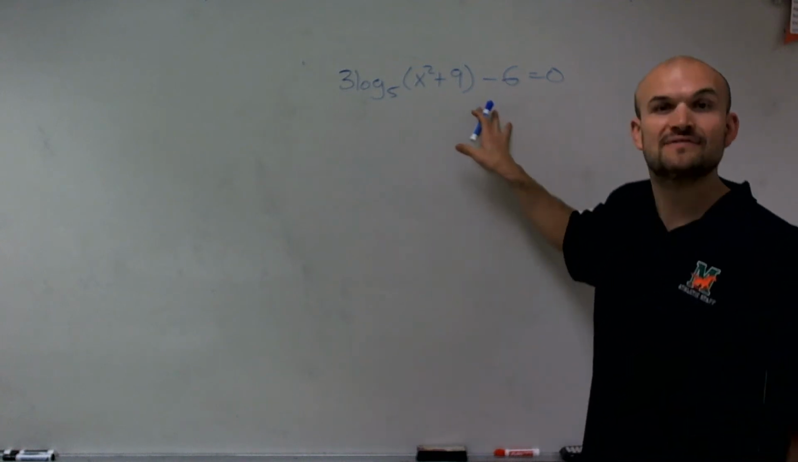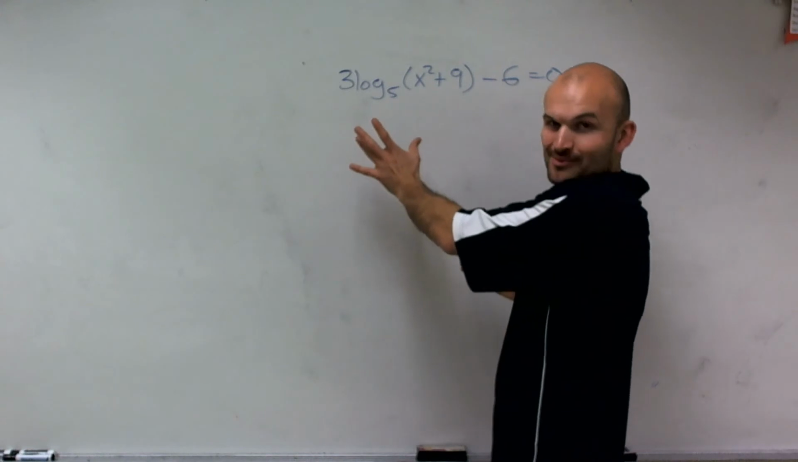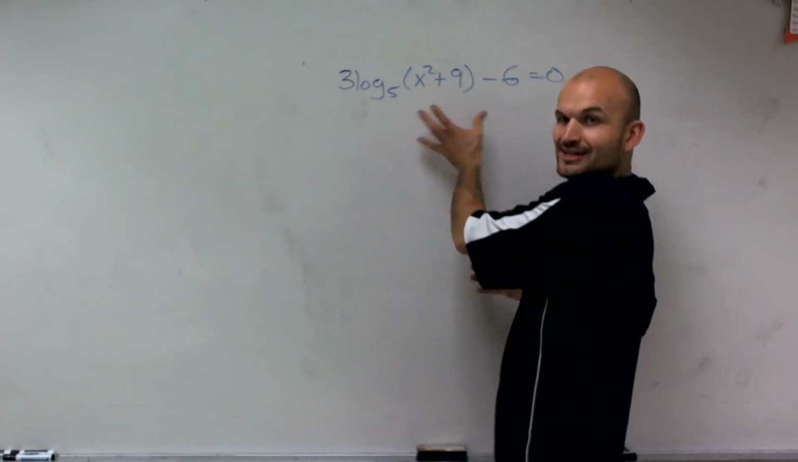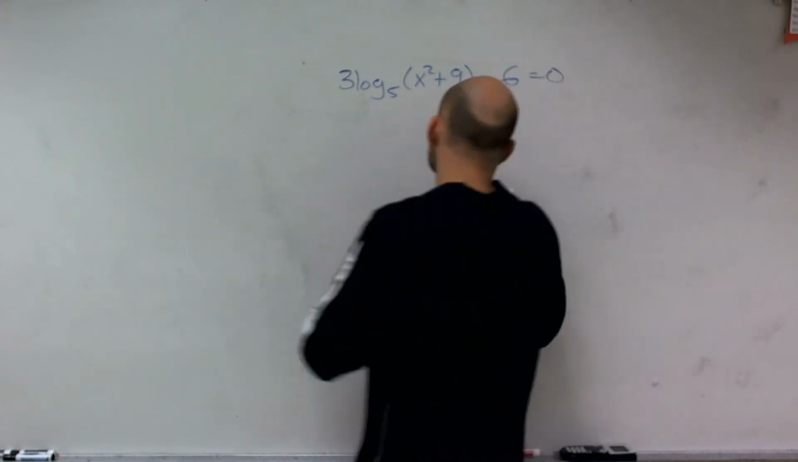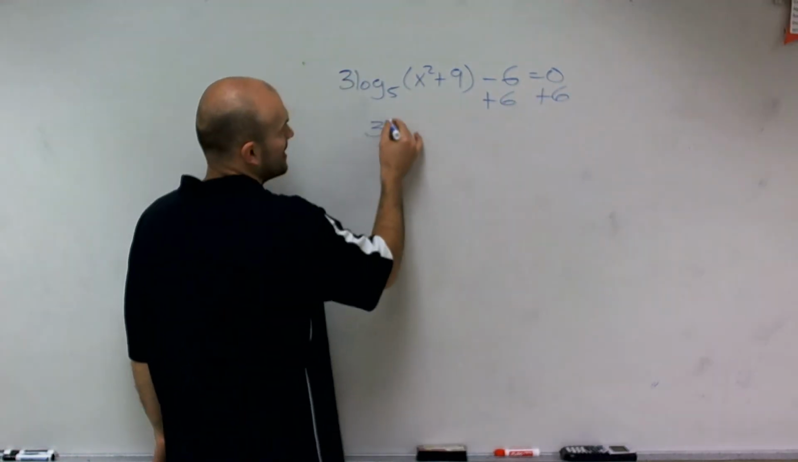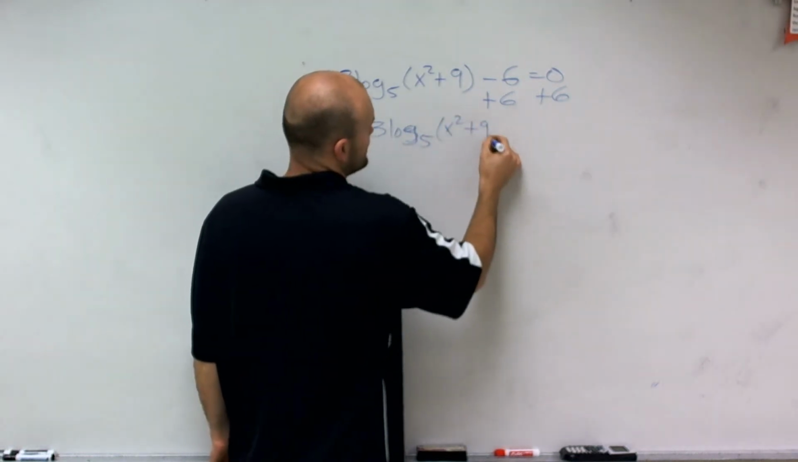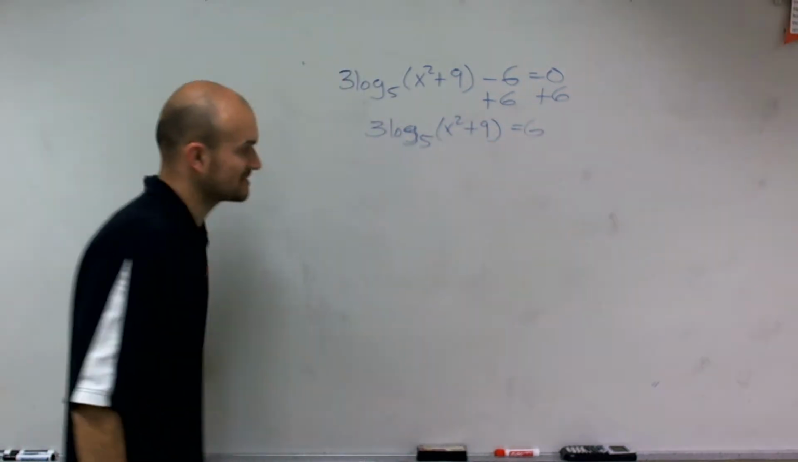So right now we notice there's a couple things. First of all, I have this 6 over here. Well, I can't convert this over to exponential form when I have an expression with a term. So I'm going to want to get this 6. First thing we want to do is isolate it by adding the 6 over there. So now I have 3 log base 5 of x squared plus 9 equals a positive 6.